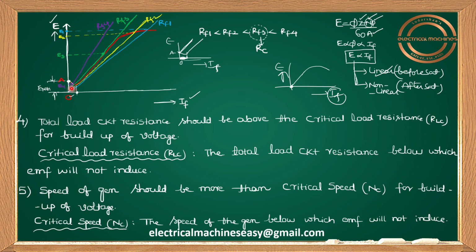It is almost all zero. I can say residual EMF, or almost all zero EMF. So guys, please try to understand this RF3 only. I call it a critical field resistance, or I can say critical resistance. Okay, critical resistance. Is it clear, guys?